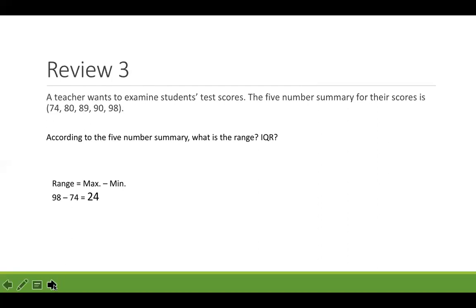Next we're going to calculate the IQR. The IQR is Q3 minus Q1. So we look at our 5-number summary. Q3 is 90, and Q1 is 80. When we subtract those, we get an IQR of 10.